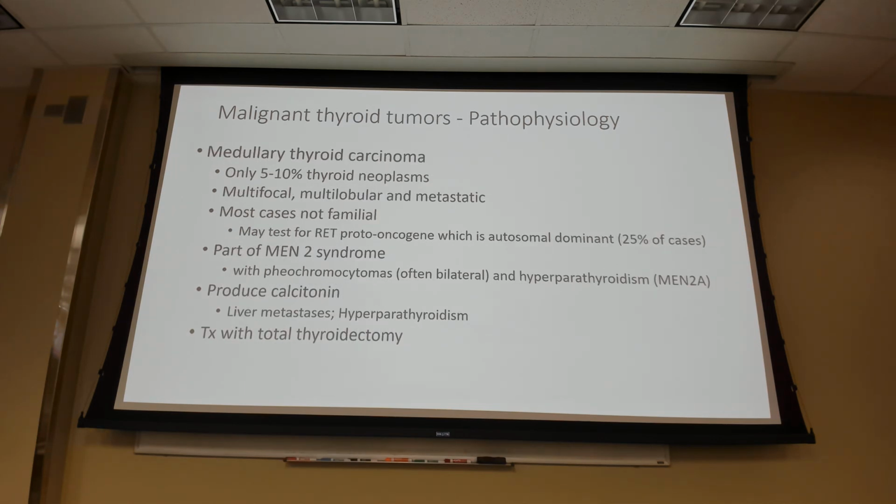Alright, so medullary thyroid carcinoma is typically going to be multifocal, multilobular, and metastatic. There are some tests we can run for this, looking for MEN2 syndrome. We could test for the RET proto-oncogene, and we also have to consider whether it's producing calcitonin. We'll talk about that later when we look at some of these other syndromes and other labs we have to order for those. But the treatment for this is a total thyroidectomy.